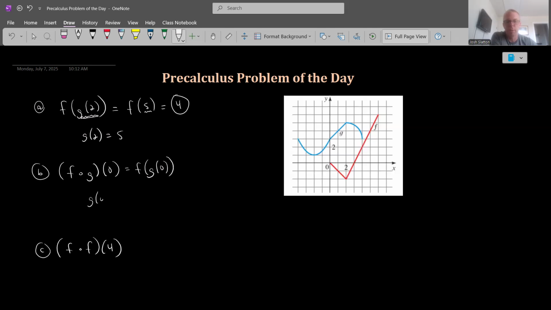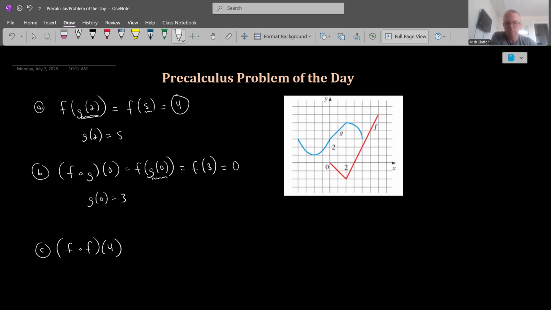So g of 0, here's x is 0. Let's go up to the g. So g of 0 would be 3. And so for f of g of 0, we need to replace that with 3. So now we need to find f of 3. So f of 3 is just going to be 0. So in this case, the input of this composition function is the same as the output. Happens sometimes. Probably talk about that more in the next section when we talk about inverse functions.